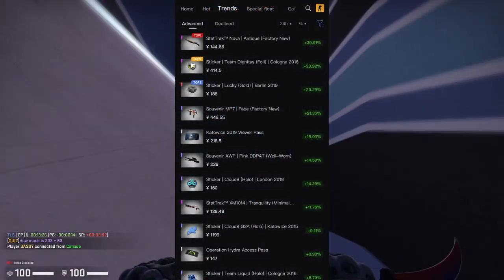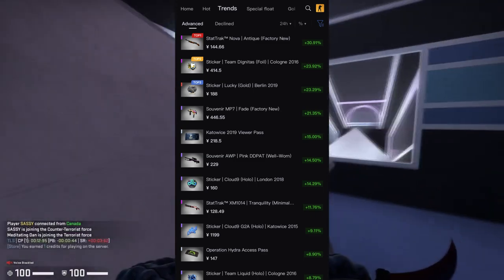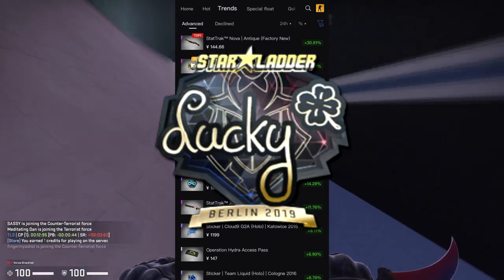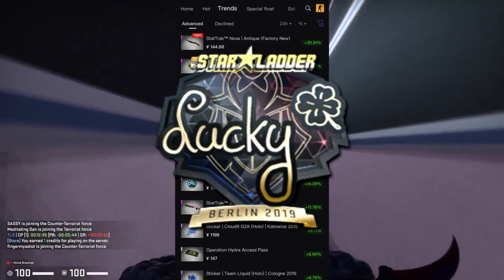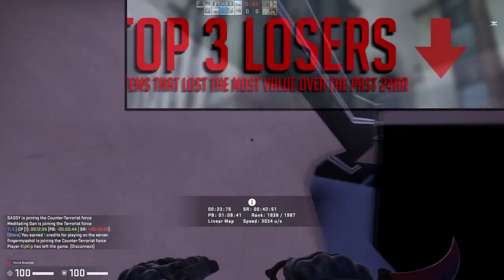And for third place, we have the Lucky Gold from Berlin 2019, which honestly is also not that surprising. It's a really good looking sticker, and it's also very popular with a lot of people that like to do signature crafts, and so this was kind of one of those stickers that's just going to see consistent rises over time. This is just one of those jumps.